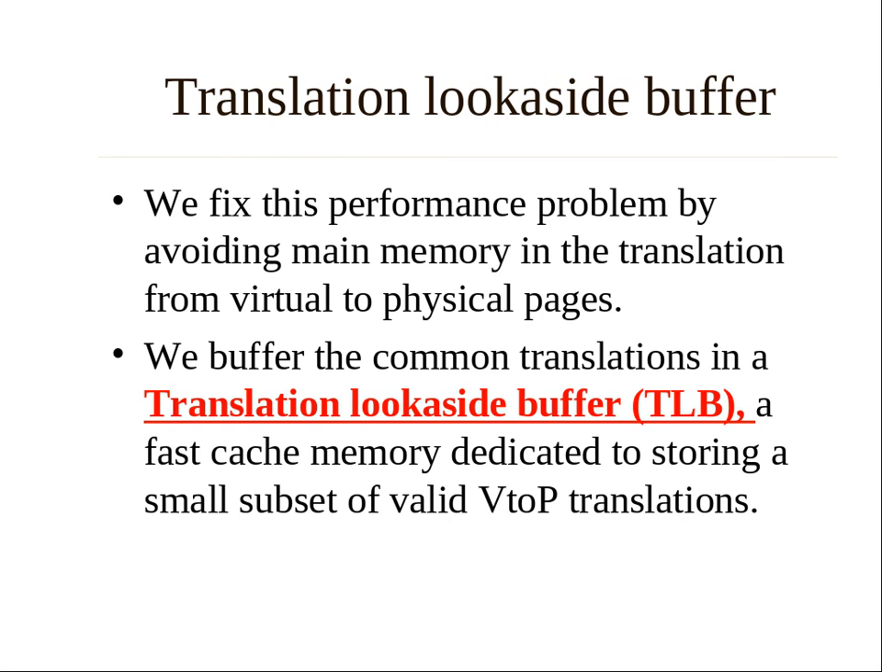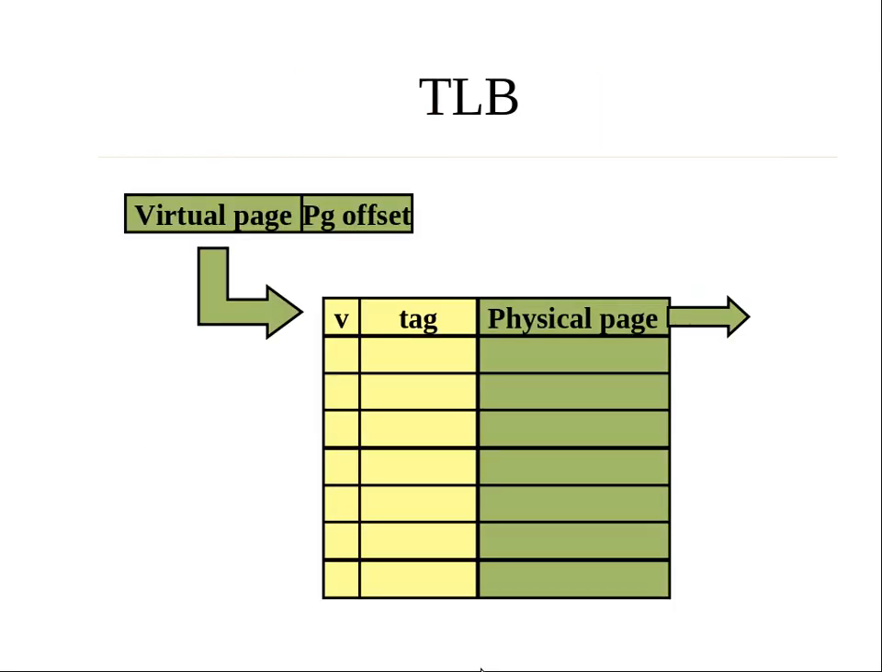We fix this problem by avoiding main memory and translation. We use something called a translation look-aside buffer to cache the memory addresses that we've already looked up. So instead of having to constantly look at the page tables, we're going to cache the recent memory accesses to the page table in order to increase the performance of doing our virtual memory translation. So there's another cache inside the system, and it's called the translation look-aside buffer. By the way, V to P is virtual to physical translation.